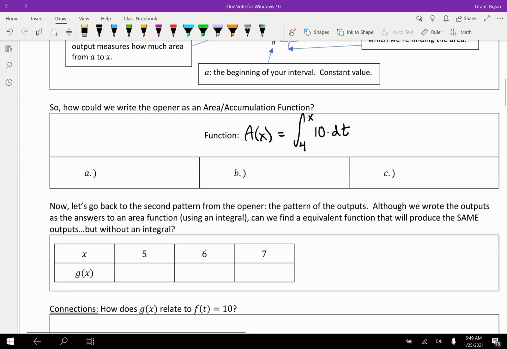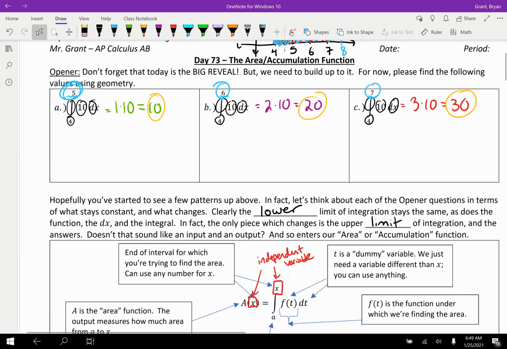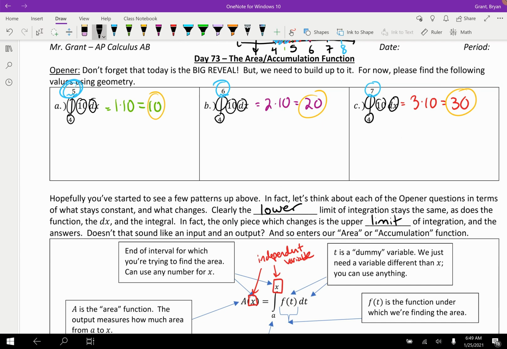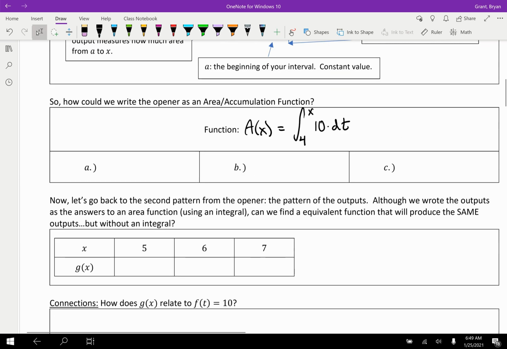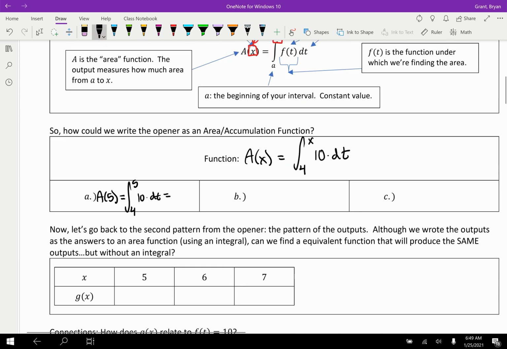So how do we write this in terms of function notation? Well, we had 3 examples up above. I'll do one, you guys do the other 2. This was 5, which means we replaced the x with 5. So this becomes A of 5 equals the integral from 4 to 5 of 10 dt. And that answer that we saw up above was 10. Okay, go ahead and fill in those other 2, and then we'll discuss. Ready, set, go.